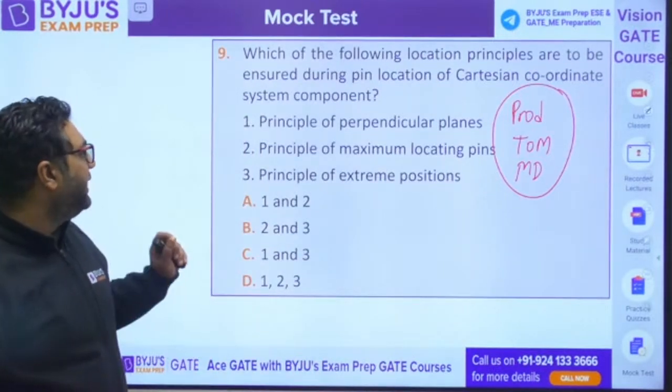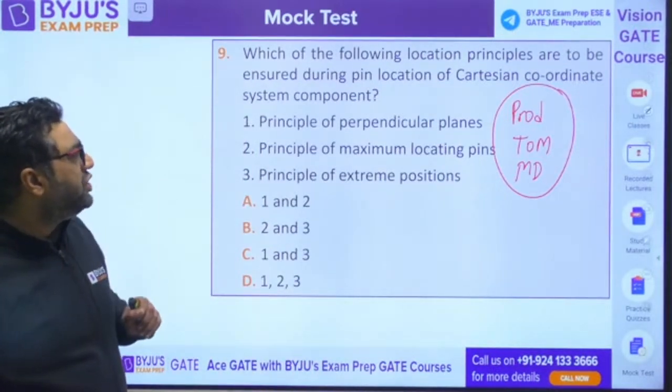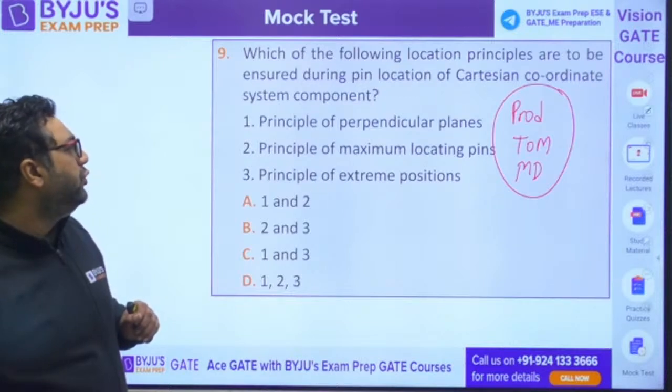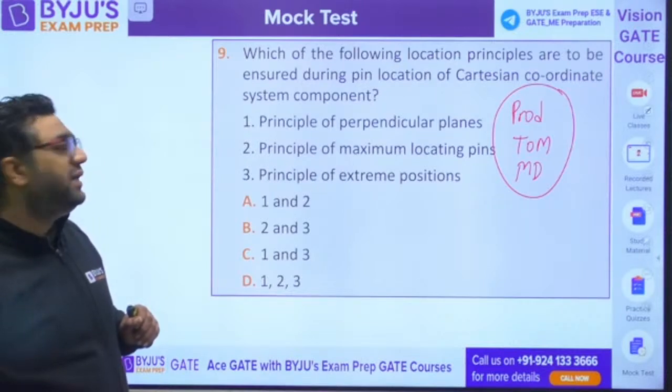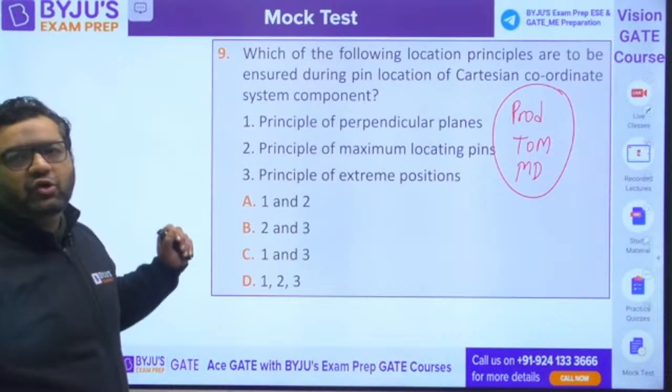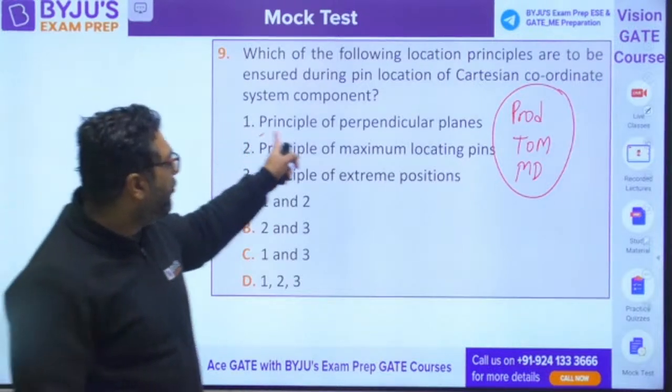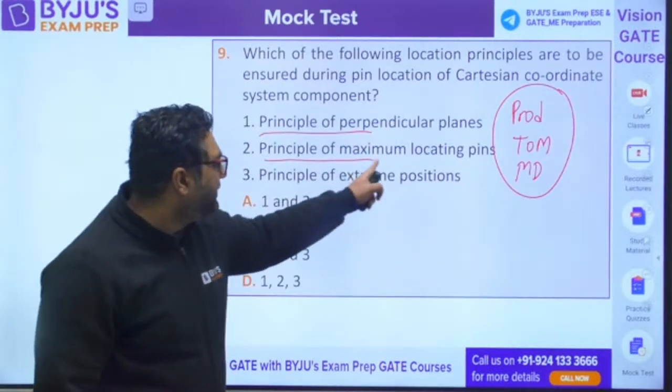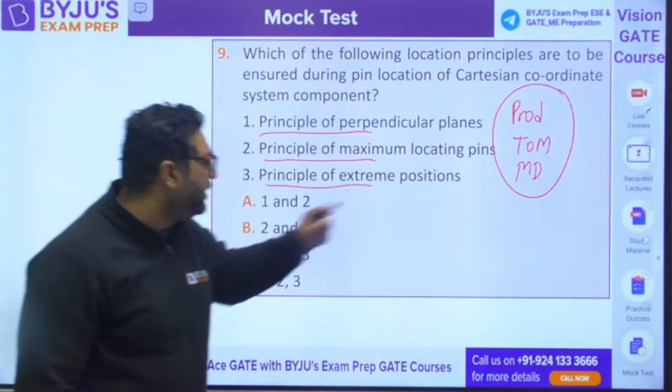This question is asking which of the following locating principles are to be ensured during pin location of a Cartesian coordinate system component. This is from the topic jigs and fixtures. Principle of perpendicular planes, principle of maximum locating planes, principle of extreme positions.